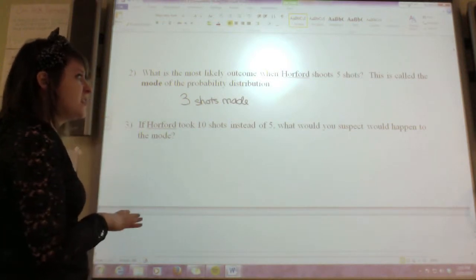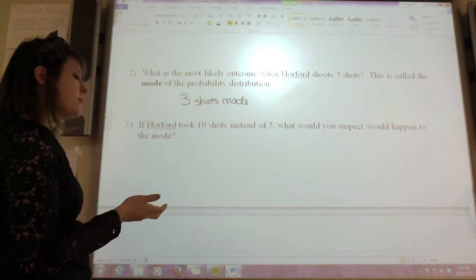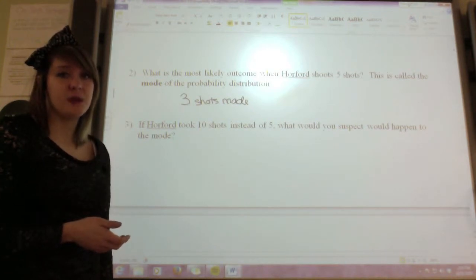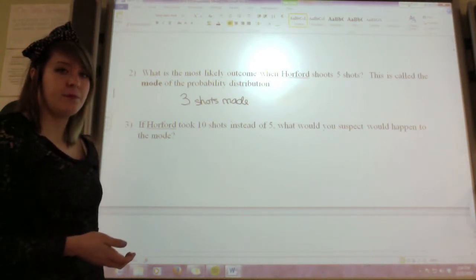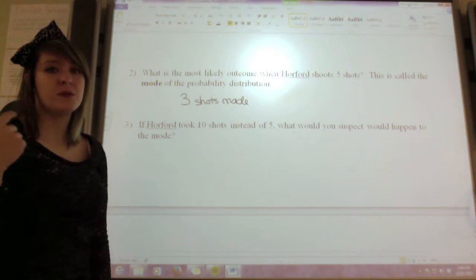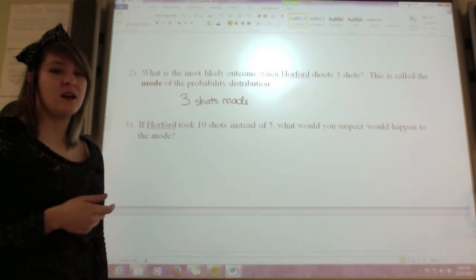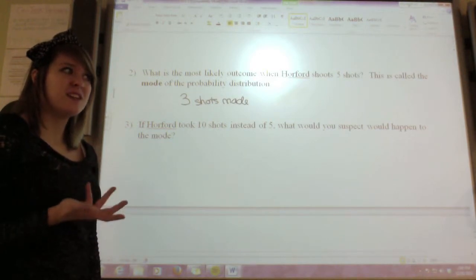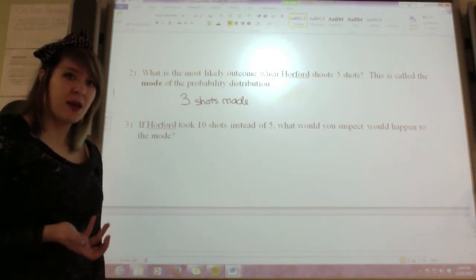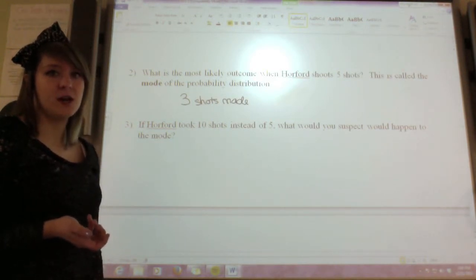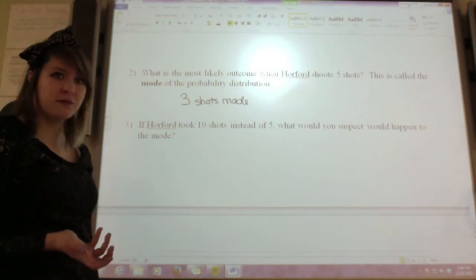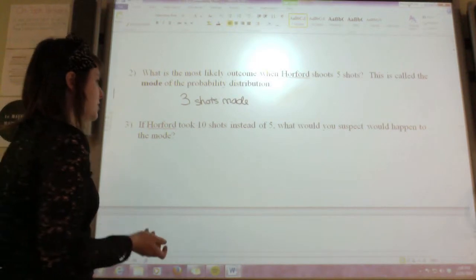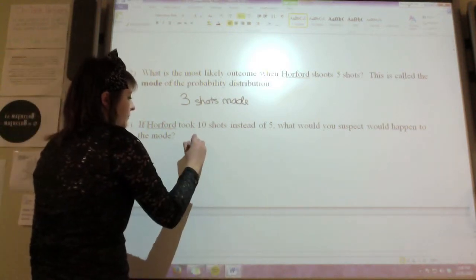If Horford took 10 shots instead of 5, what would you suspect would happen to the mode? Well, hopefully you say that it would become 6 because it would double. And if you think about it, remember that the probability of him making a shot is about 63%. So if he took 10 shots, he should make approximately 6 of those shots if you were having an accurate probability. Okay, so it would double.